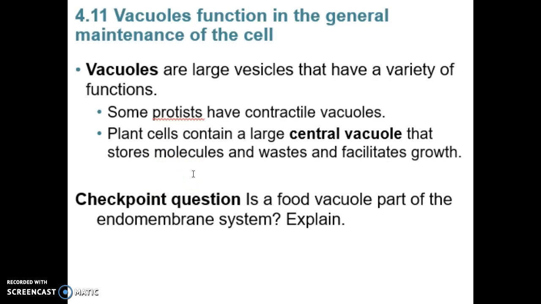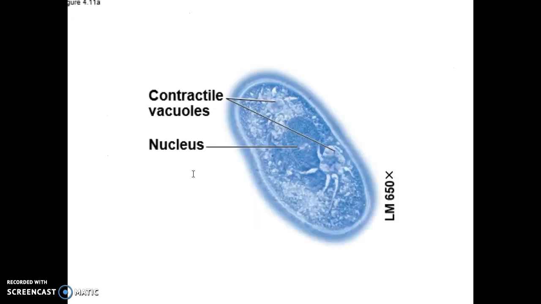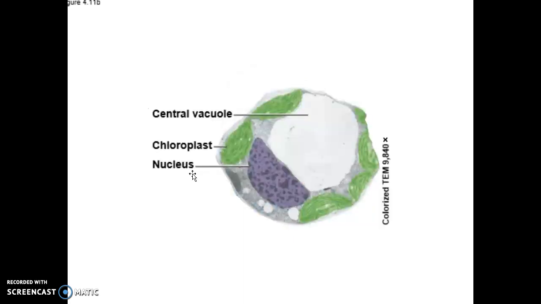Okay, here's a light microscopic image of a paramecium, which is a unicellular eukaryote, and you'll see contractile vacuoles within this organism. An example of a central vacuole that you'll see in a plant cell. We'll see all these when we look at slides this afternoon.